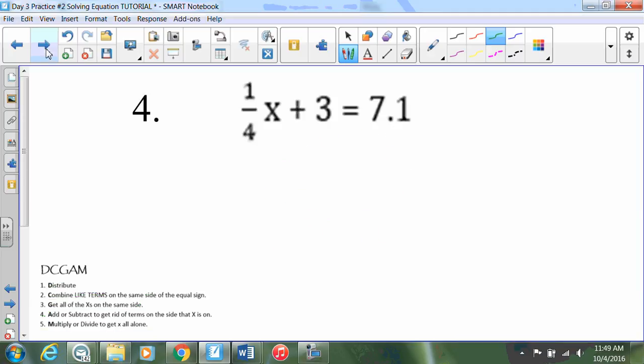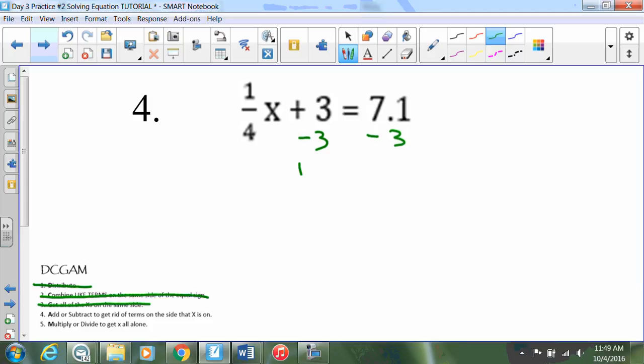For number 4, there's nothing to distribute. There's no combining like terms on the same side of the equal sign. There are not x's on both sides of the equal sign. Okay, here we go. Add or subtract to get rid of terms on the side that x is on. So the side that x is on, there is a 3. I'm going to get rid of it by subtracting.